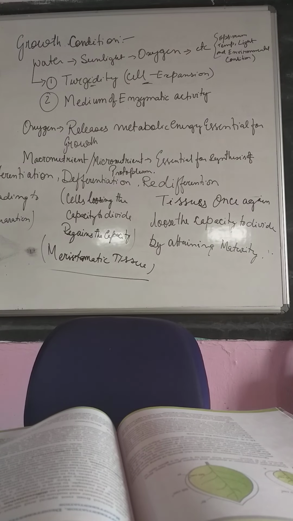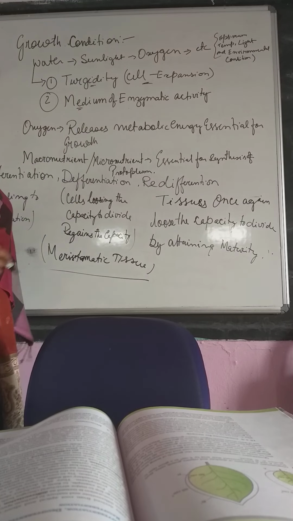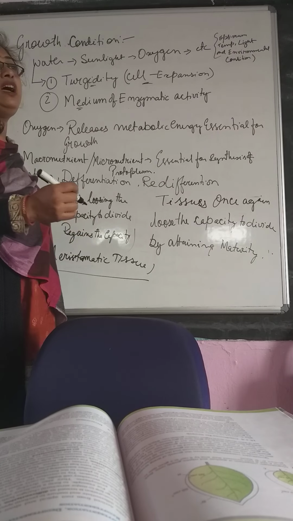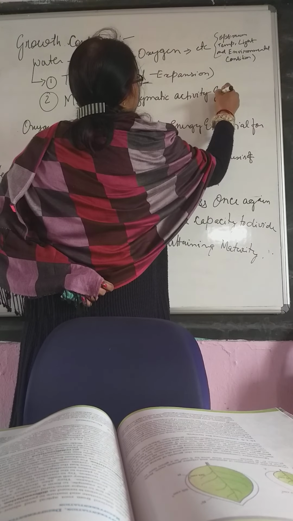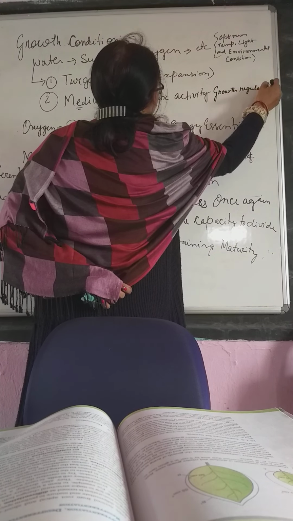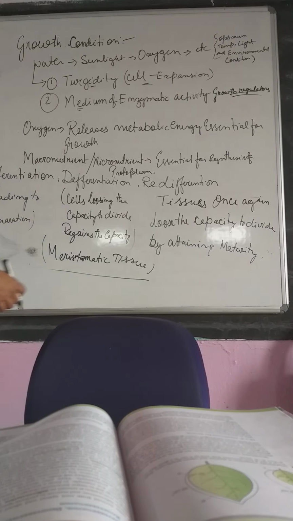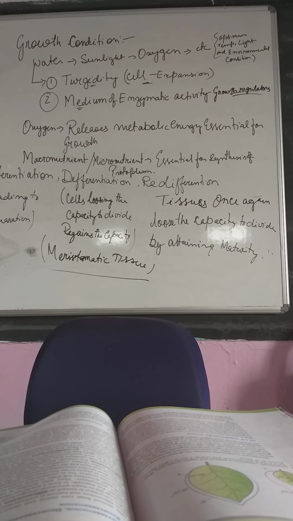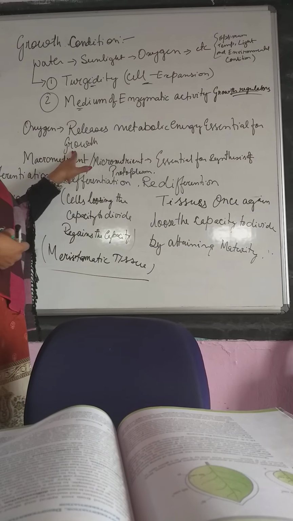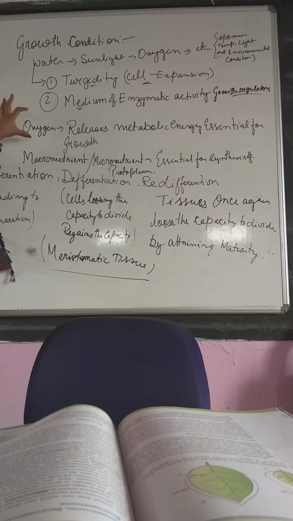Now another thing, water always forms a medium. It is a medium of all enzymic activity that is done by the growth regulators. Growth regulators, this portion will come in the later part of the chapter. Now another thing, apart from water, oxygen is also necessary. Why is oxygen necessary? Because when cells undergo cell respiration, they release the metabolic energy essential for growth. So that is why oxygen is important.